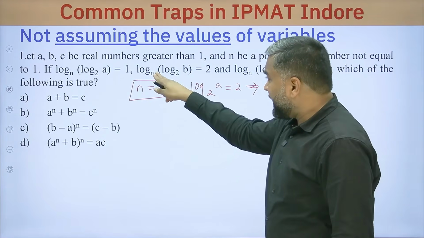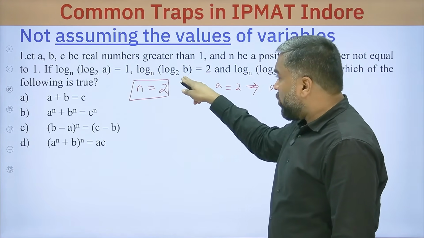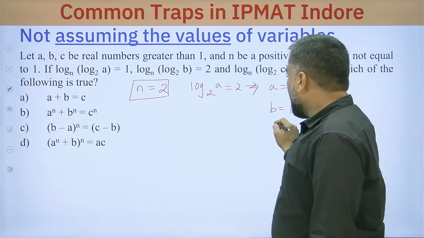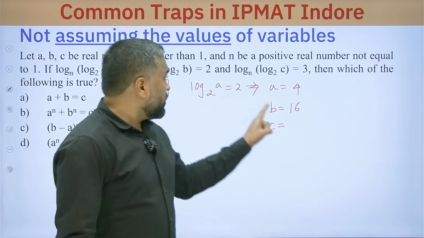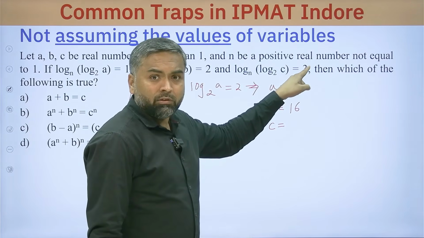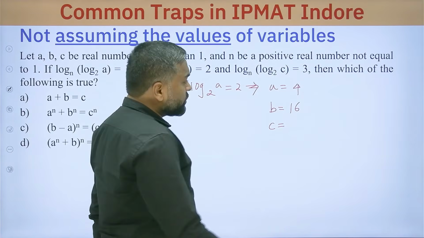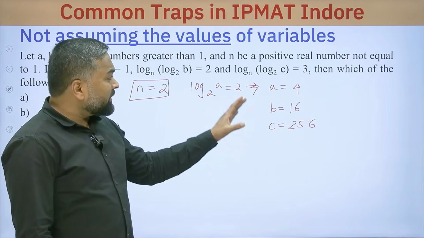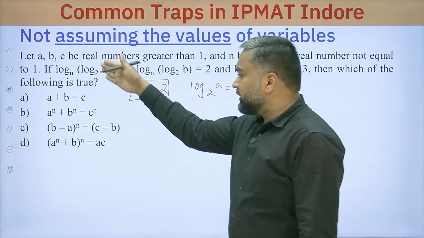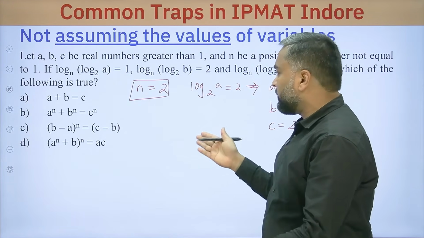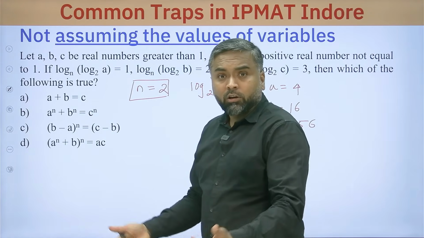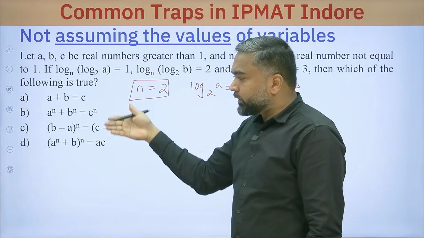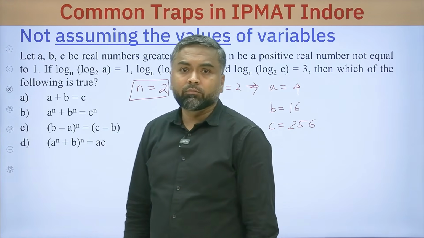Correct? Now, if I put n is equal to 2 here, 2 raised to 2 is 4 and 2 raised to 4 is 16. So, I'll get b is equal to 16. And similarly for c, 2 raised to 3 is 8 and 2 raised to 8 is 256. So these are the values of A, B and C. We will simply substitute here and check which option matches, and we mark the answer accordingly. So the moment you assume n, your job becomes much easier. It is now only to substitute the value and check which option satisfies.